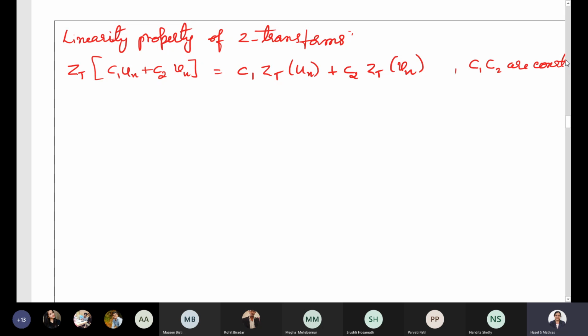Z transform of C1 Un plus C2 Vn, you can take the constant term outside: C1 into Z transform of Un plus C2 into Z transform of Vn. So this is the first property, linearity property.